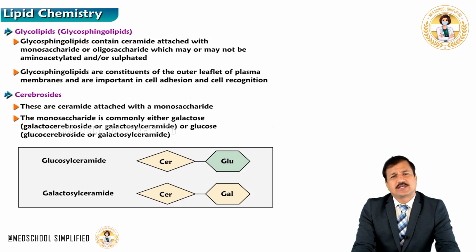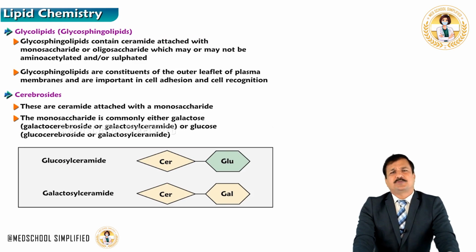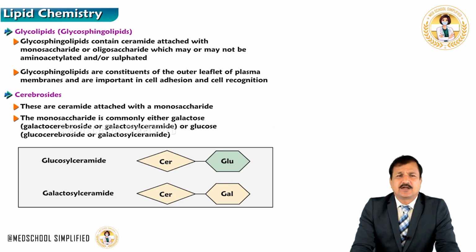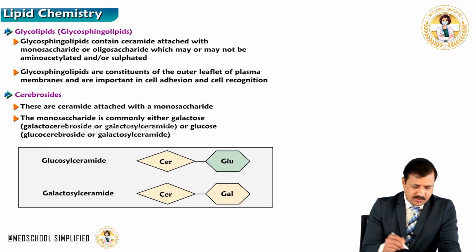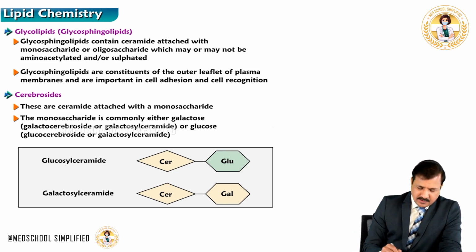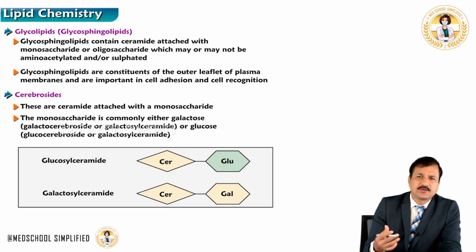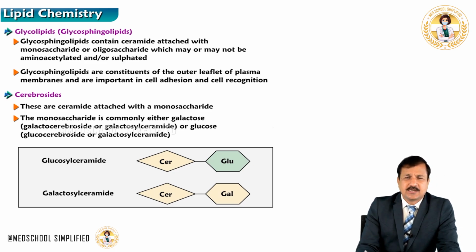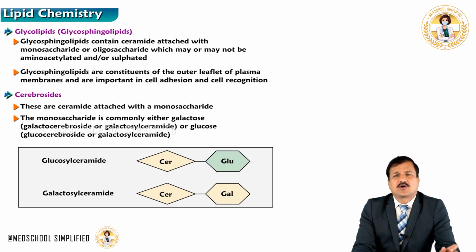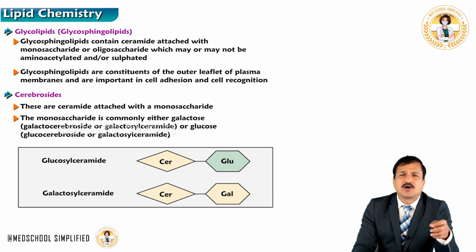Now let's move on to see glycosphingolipids. Glycosphingolipids contain ceramide attached with a monosaccharide or oligosaccharide. So it is a simple structure, a ceramide attached with a carbohydrate. That is what a glycosphingolipid is. Glycosphingolipids are constituents of the outer leaflet of plasma membranes, and also these are important in cell adhesion and recognition.